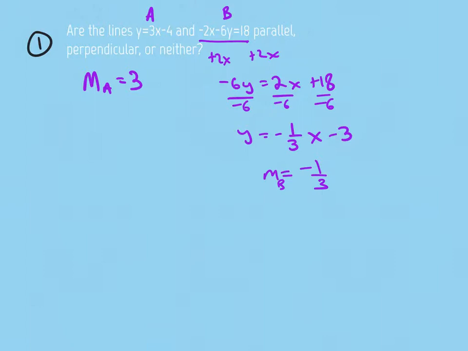Then my job is to decide, are they the same? Clearly they're not the same. Are they opposite reciprocals? Let's see. Positive 3 and negative 1/3, they are opposites, and 3 and 1/3, they are reciprocals. So these are opposite reciprocals, which means the lines are perpendicular. If we graphed these, they would form a right angle.